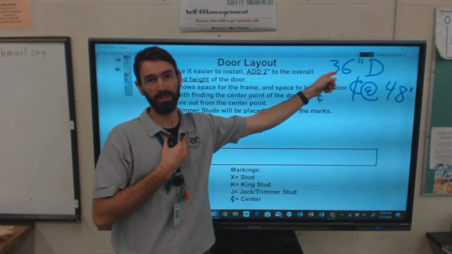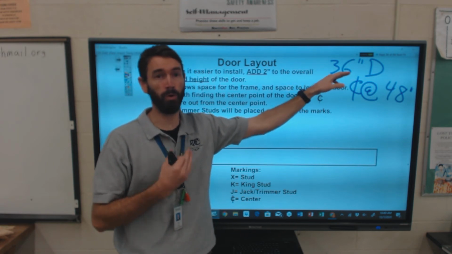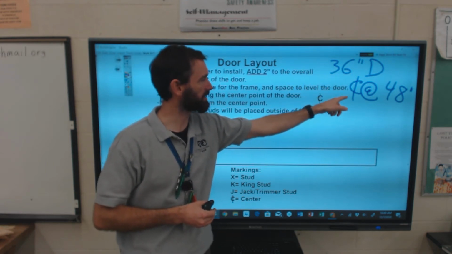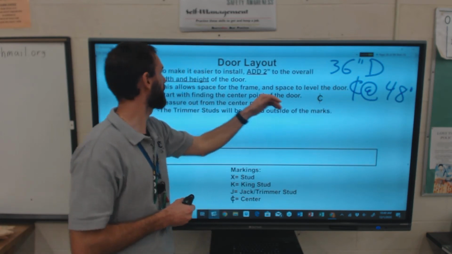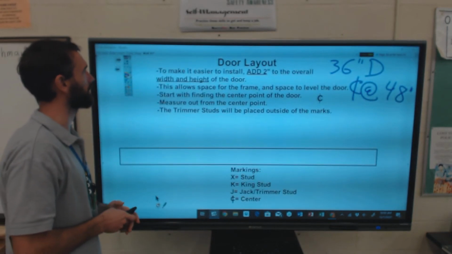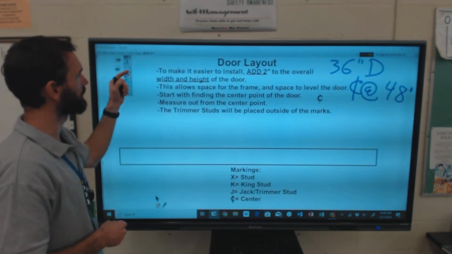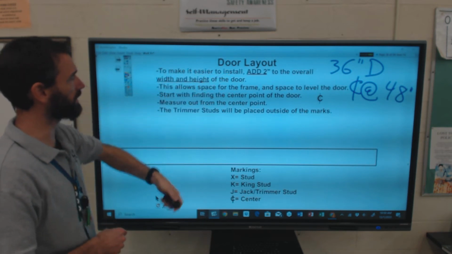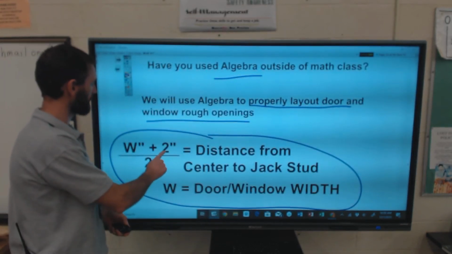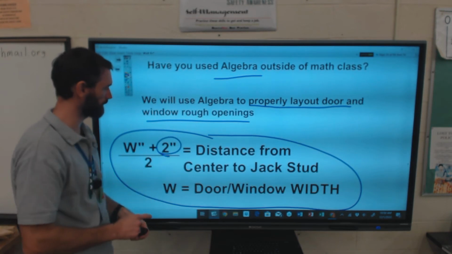The width, so the size of your door or window, and then it is centered at, and I'm going to give you the center mark location. Okay? And then we follow these steps here. Let's see. And the reason in our formula, why do we add 2 inches? Okay?